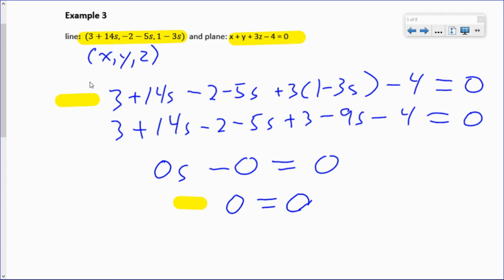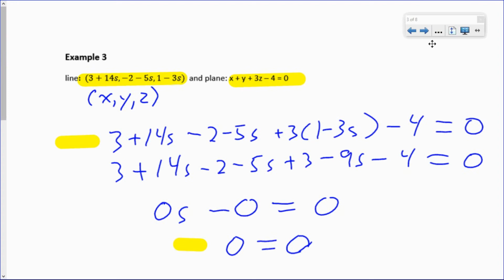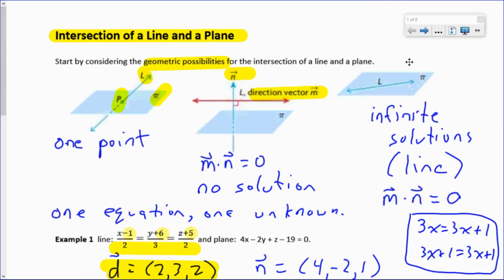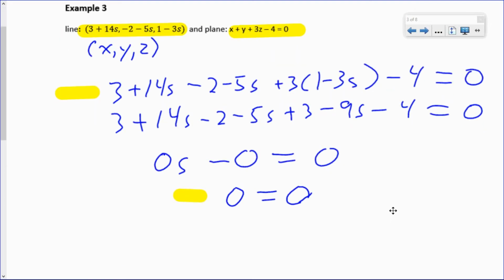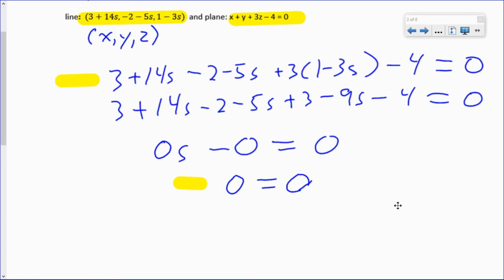And this is maybe a little easier to understand. You could plug in any value of s you want, and this equation would always be balanced because the s's just subtract out, and so do the numbers. So you probably realize by now that this is case number 3, where we have a line that is inside the plane here. And so our point of intersection is the line itself. So how do you write that?